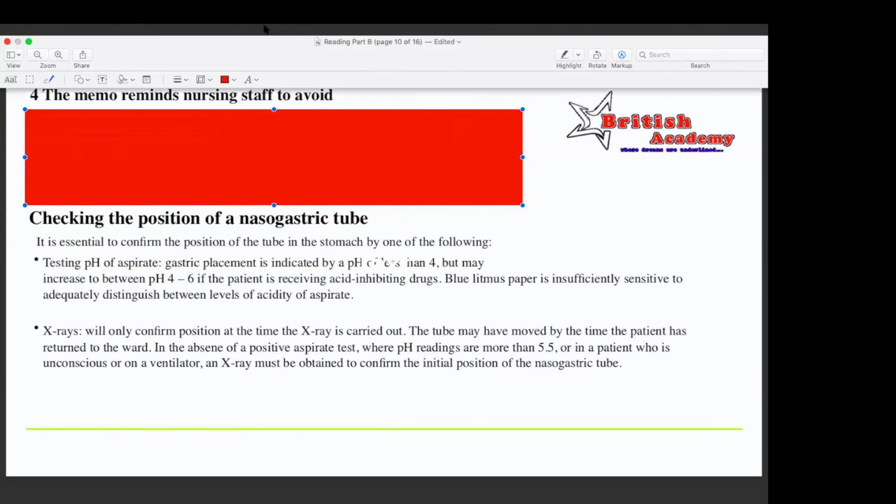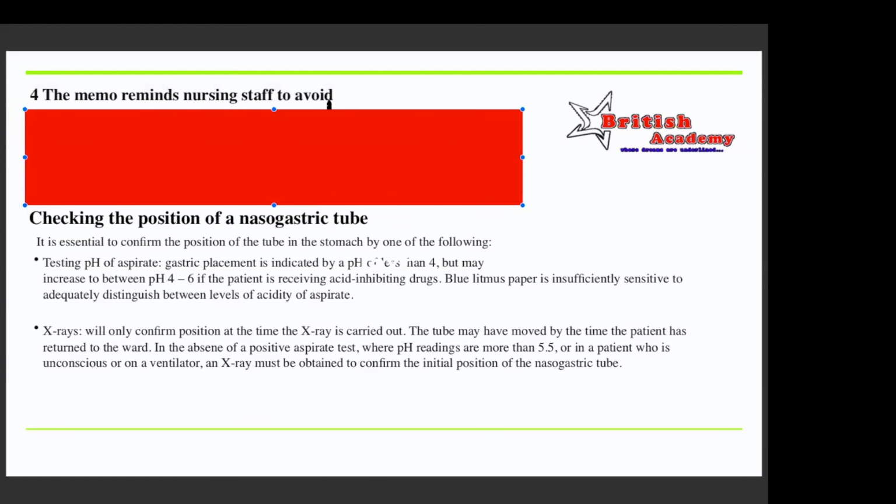This is the question. The memo reminds nursing staff to avoid. Here you should keep in your mind, this memo reminds something to avoid. Avoid is our major keyword over here. Reminds and avoid. Something which a nursing staff has to avoid. Now, read this context carefully, and then see what can be the right option for this. Something which reminds the nursing staff to avoid. I'll give you 30 seconds. Quickly go through it.